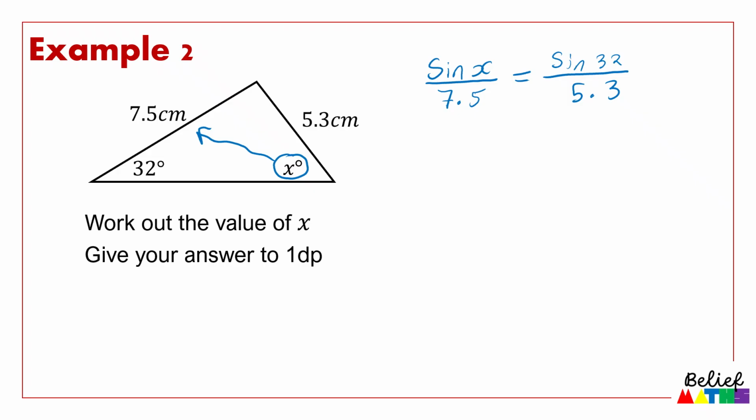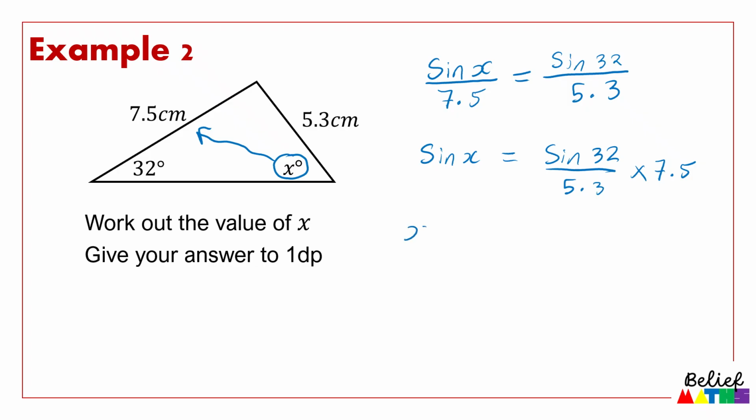Now our first step is always going to be the same. We're going to bring that 7.5 across to the other side. So sine of x is equal to sine of 32 divided by 5.3 multiplied by 7.5. Now what you'll notice here is we don't have x equals like we did in the last question. We've got sine of x equals. And if you've got experience with trigonometry, which I'm hoping you have, you then know, well, actually, because we're finding an angle, we need to use sine inverse.